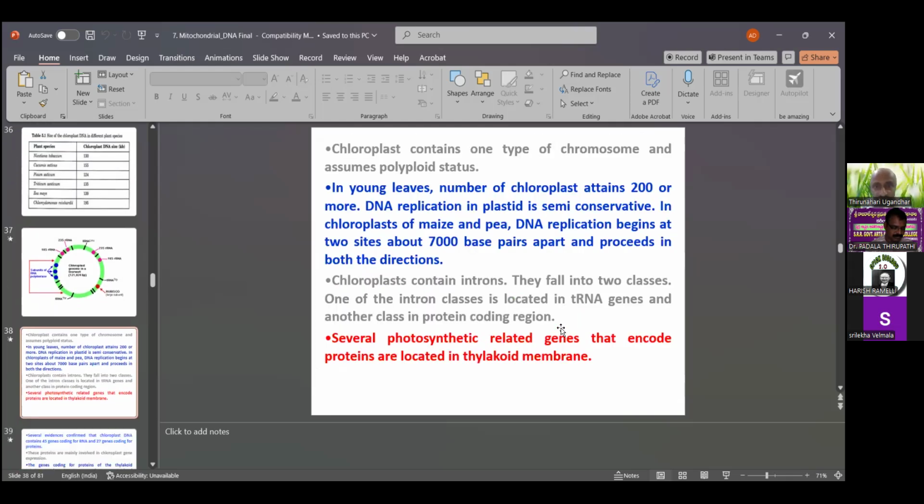The chloroplast contains one type of chromosome, assuming polyploid nature. The DNA replication in plastids is semi-conservative.